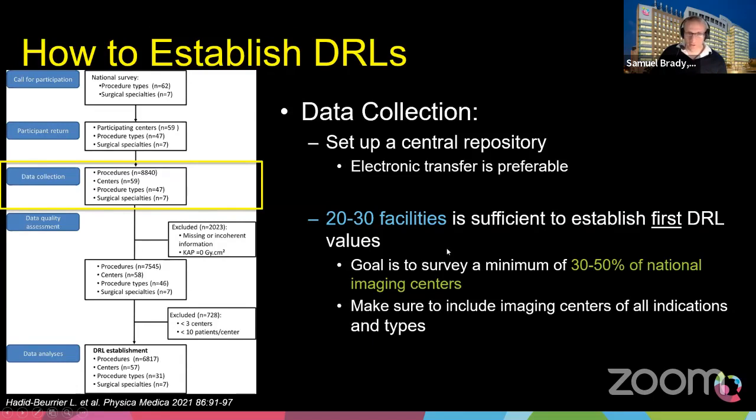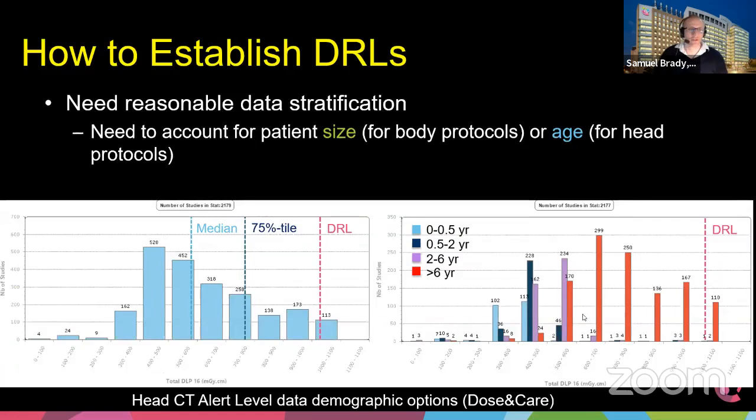So 20 to 30 is a great way to start to work out all of the difficulties, work out the things that aren't working properly. And then once you've smoothed the process and have a pretty good working guideline, you can bring in more and more clinics, working your way up to a goal of 30 to 50%. And then, as always, I just put this here to remind you: make sure you are collecting information from a wide variety and types of different imaging institutions.